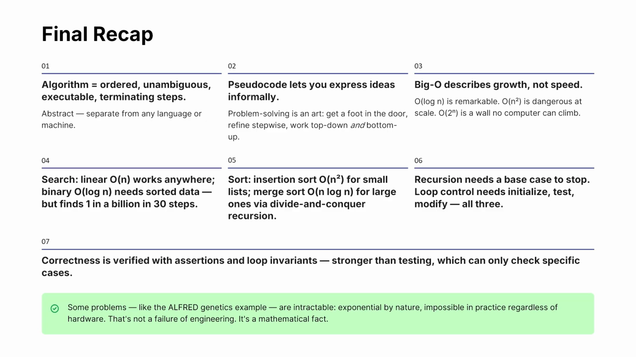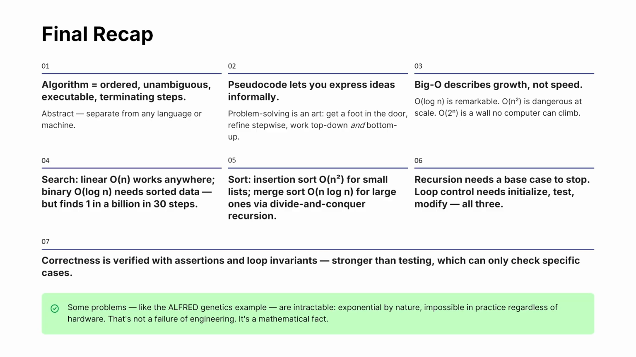Sequential search is O(n) and works on anything. Binary search is O(log n) and requires sorted data, but finds a target in a billion-item list in 30 comparisons. Insertion sort is intuitive and O(n squared), worst case, great for small or nearly sorted lists. Merge sort is O(n log n), using divide and conquer and recursion, the right choice for large datasets.